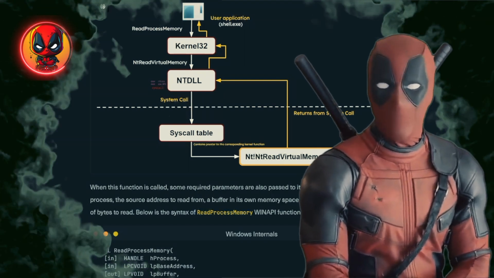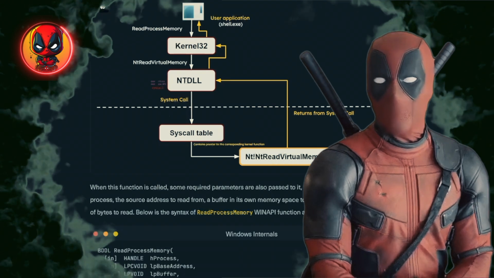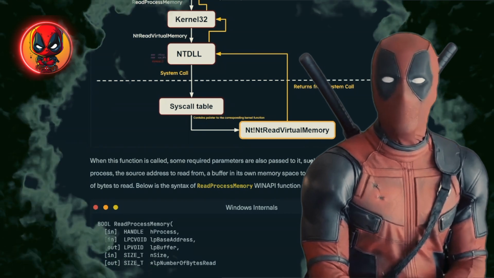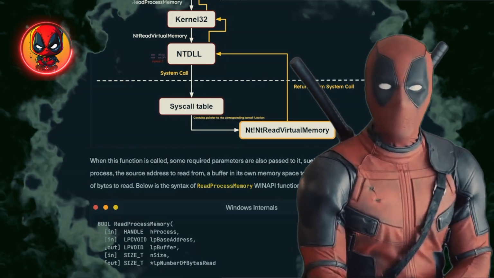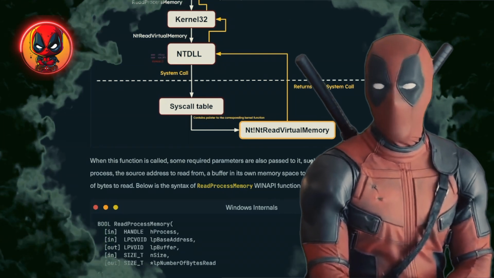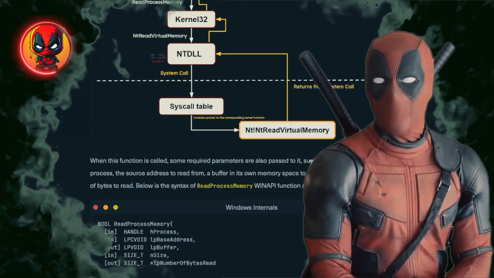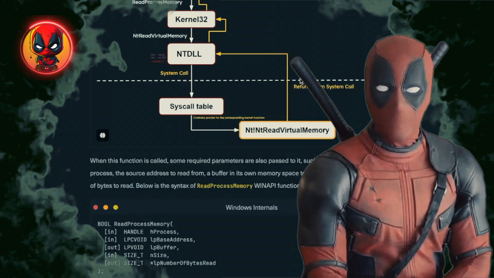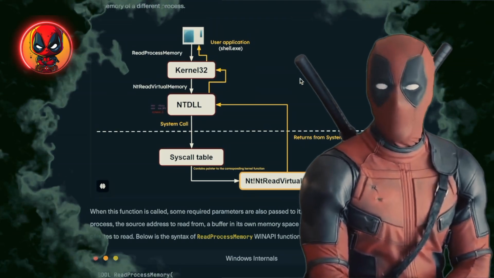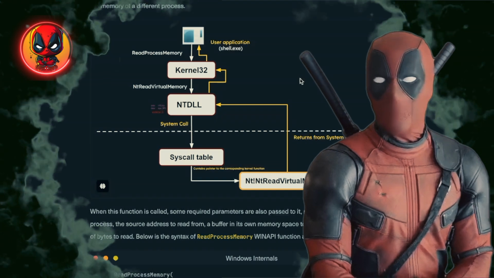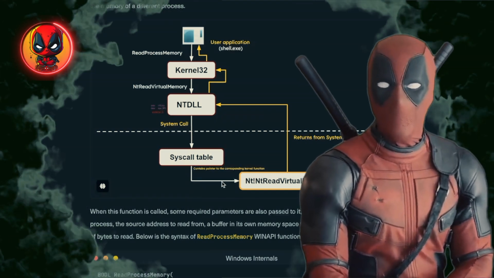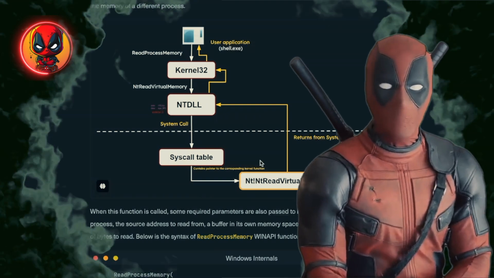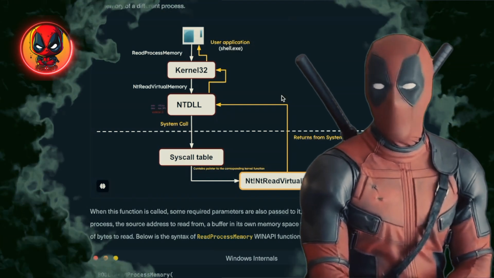Imagine you want to send a letter to a government office, the kernel. You write your letter, the user application, and drop it at the local post office, kernel32.dll. The local post office then forwards it to the central processing facility, ntdll.dll, which sorts and prepares the letter for final delivery. The central facility uses a special channel, a syscall table, to deliver the letter directly to the government office, the kernel function. Once the office processes your request, the response is sent back through the same channels, eventually reaching you.